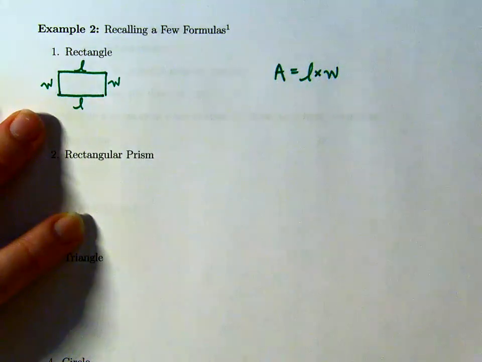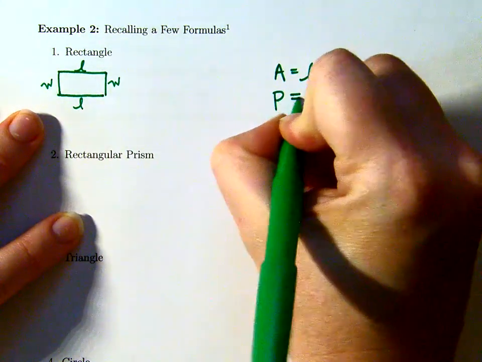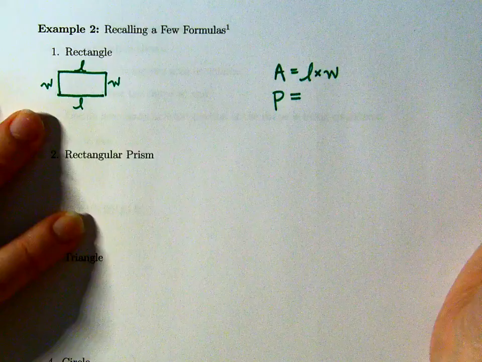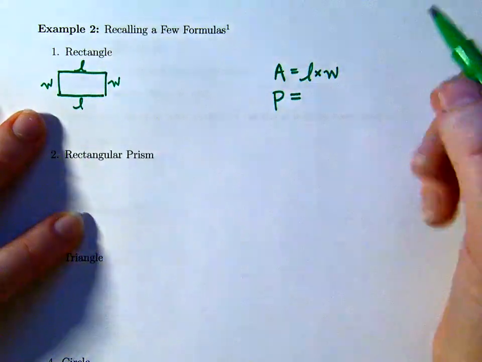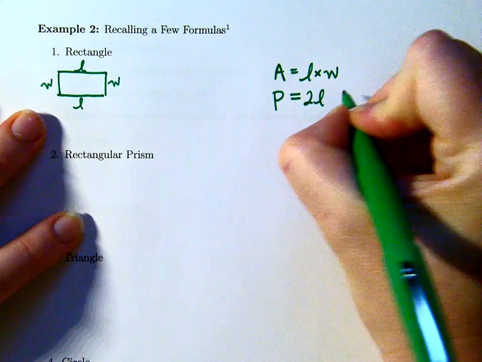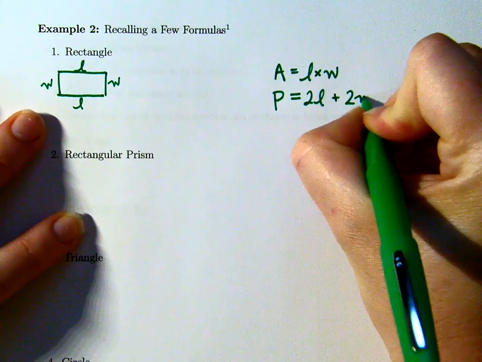We already did it. And the perimeter, or the distance around the outside of this thing, is an L plus an L plus a W plus a W, or 2 lengths in addition to 2 widths.